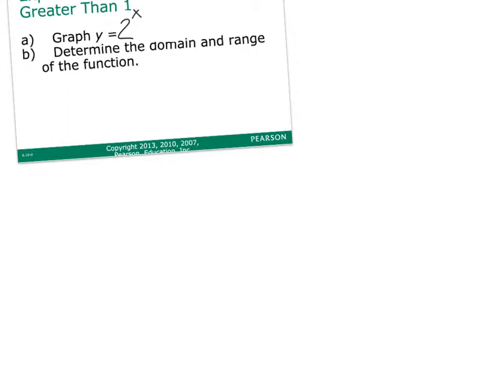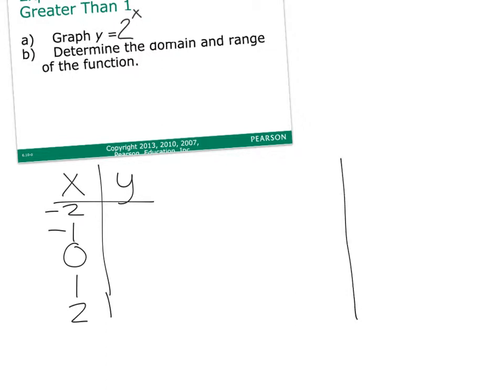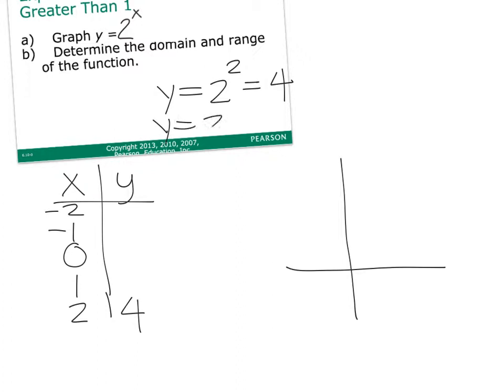If I want to graph y equals 2 to the x, I'm going to pick some x values. Some easy ones to pick are 0, 1, 2, negative 1, negative 2. Then we'll sketch those on our graph when we're done. Let's start with the 2. Basically I'm taking 2 and raising it to the second power, so 2 to the second power equals 4. If I did the 1, y equals 2 to the first power, that comes out as 2. Y equals 2 to the 0 power: anything to the 0 power is 1.